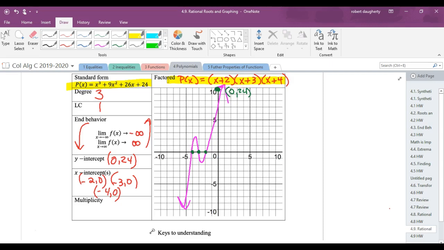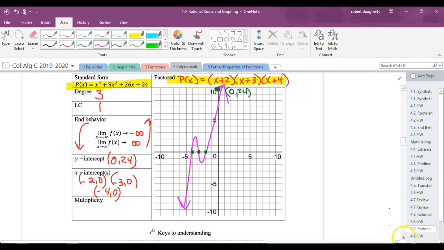You can't find the multiplicity in standard form. It has to be in factored form, because there would be multiplicity if I saw something like one of the factors being squared. So you have to get to factored form to determine the multiplicity.